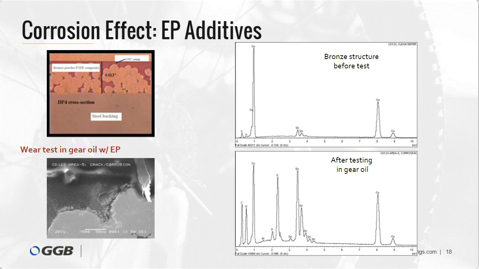But afterwards, you can see in the image the corrosion product, and you can see on the right all the new peaks that result from that corrosion product, showing that the bronze had actually corroded by testing in the gear oil. So that's a negative you've got to really watch out for when you're using some lubricants, especially with red metals, as they call copper and the like.